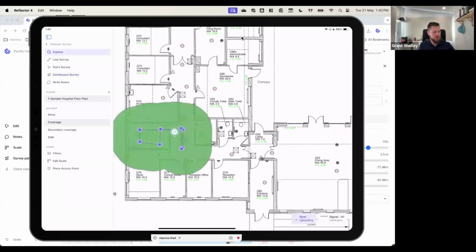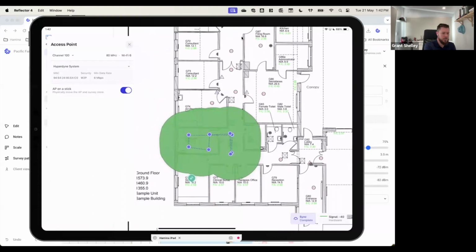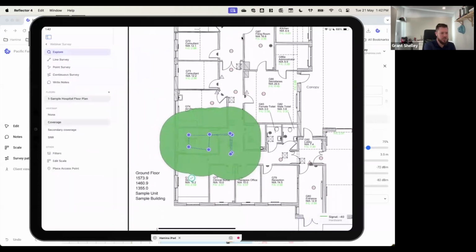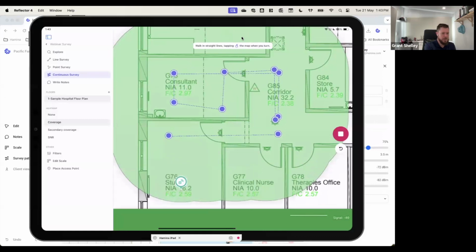Now, what it's going to do is it finds an access point, right? It finds the AP that I'm associated to, Hyperdyne system on channel 100 on 5 gigahertz. One of the new things that we're bringing out really soon is the ability to do AP on a stick. So I can select that AP as AP on a stick, and I can move this AP around if I want. Right, so I can move him there, close that dialog box down, and then do another survey. This time I might go into the room now.